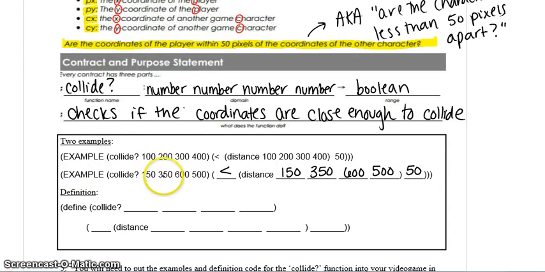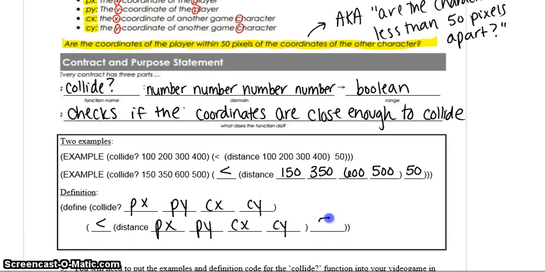So here's what our second example will look like with these 4 made up inputs. Is the distance between 150, 350, 600, 500 less than 50? So when we go to define our collide function, once again, our 4 inputs are px, py, cx, and cy. And we're trying to find, is the distance between px, py, cx, cy less than 50? Again, the way this function works is if the answer to that question is true or yes, then the characters will be considered to have collided and the points will reflect that. If the answer to that question is no or false, then the characters will be considered to not have collided. They are far enough apart that no points are awarded and no points are taken away.